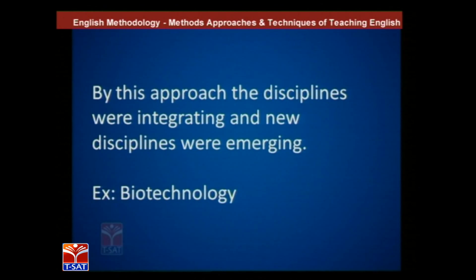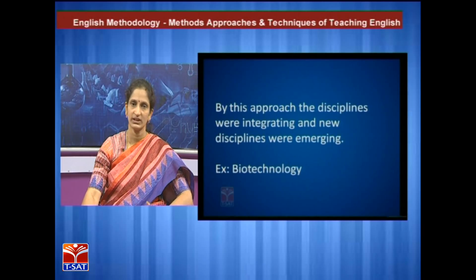By this collaborative approach, the disciplines were integrating and new disciplines were emerging. For example, here we have biotechnology. This is a combination or collaboration with biotechnology. The bio part is talking about the biological sciences, such as botany or zoology, whereas coming to the technology part. If the child wants to learn the subject of biotechnology, it is collaborative work like science, biology as well as the technology part. So, the child should learn the bioscience part as well as the technology part. Then only that course is going to become a successful one.